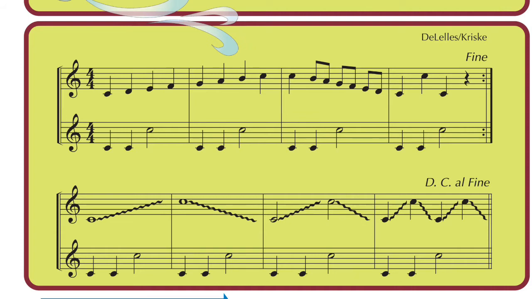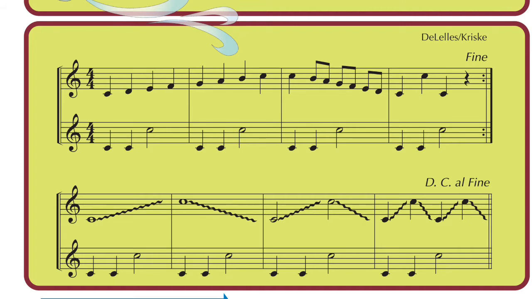1, 2, 3, 4. 1, 2, 3, 4. 1, 2, 1, 2, 1, 1, 1, 1. Let's try that together. Starting on the low C, slowly up to the high C. 1, 2. Here we go. 1, 2, 3, 4. 1, 2, 3, 4. 1, 2, 1, 2, 1, 1, 1, 1.